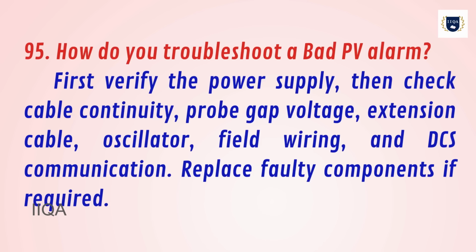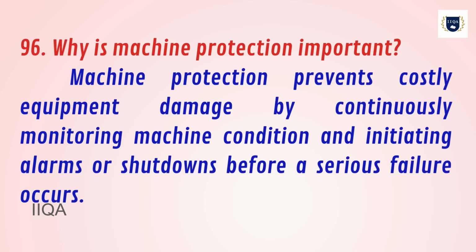95. How do you troubleshoot a bad PV alarm? First, verify the power supply, then check cable continuity, probe gap voltage, extension cable, oscillator, field wiring, and DCS communication. Replace faulty components if required.